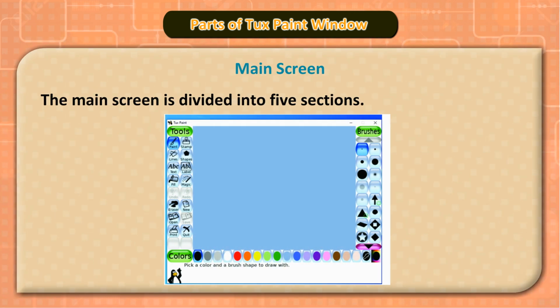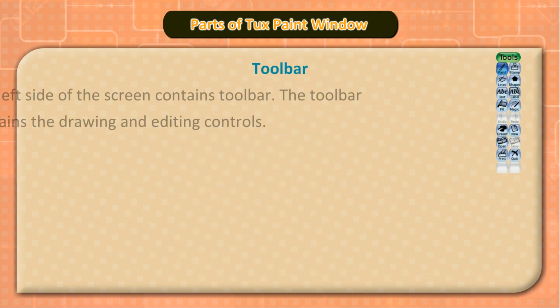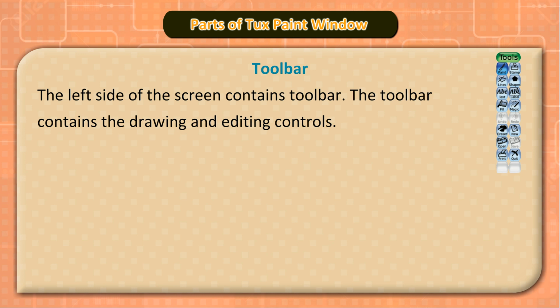Parts of Tux Paint window. Main screen. The main screen is divided into 5 sections: Toolbar, Selector, Color palette, Help area, and Drawing canvas. Toolbar. The left side of the screen contains the toolbar. The toolbar contains the drawing and editing controls.